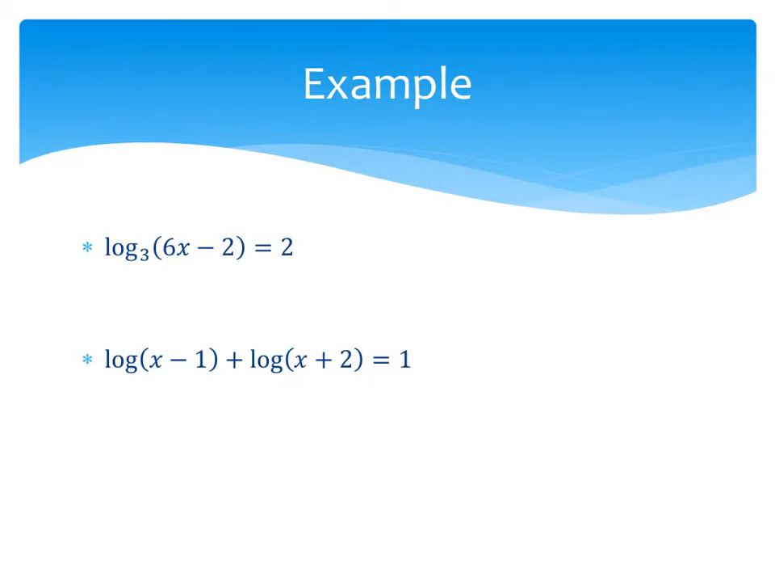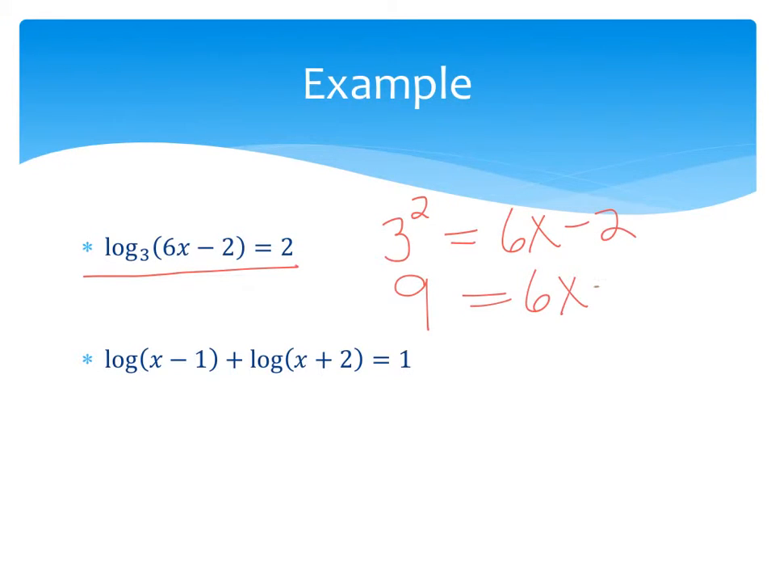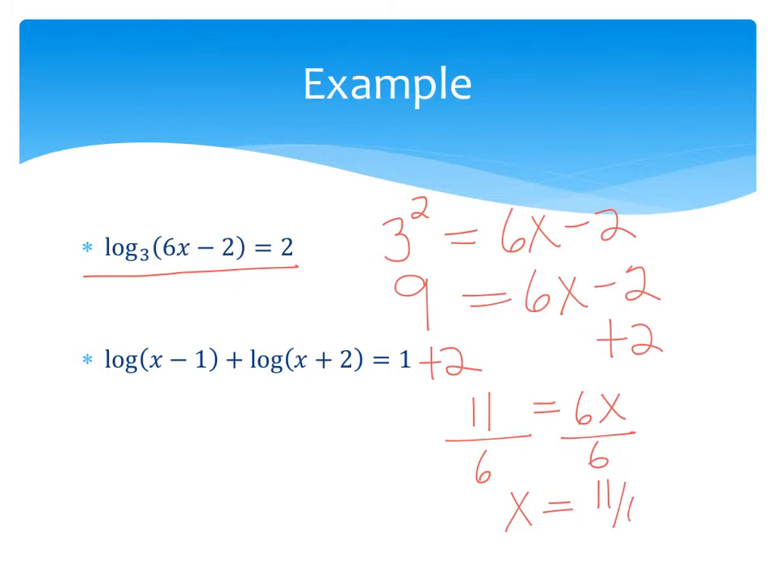Let's look at another one. Let's suppose we've got log base 3 of 6x minus 2 is equal to 2. A lot of people prefer ones that look like what I'm underlining in red because I don't need to worry about having a log on both sides. The best way to solve that is to rewrite it as an exponential. So we've got 3 squared equals 6x minus 2, or 9 is equal to 6x minus 2. If we add 2 to both sides, we get 11 is equal to 6x, which we can then divide by 6. So x is equal to 11 over 6.